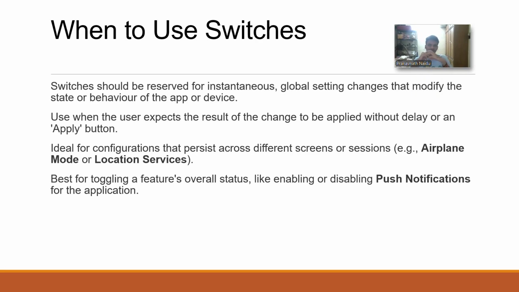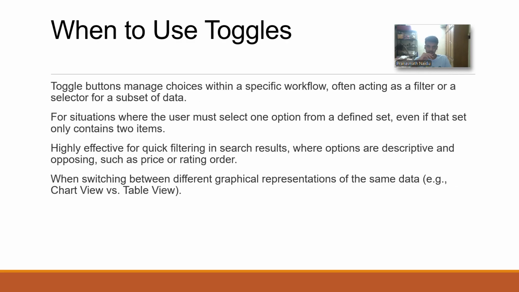So, when to use switches? Switches should be reserved for instantaneous and global settings changes that modify the state or behavior of an app. Used when the user expects the result of the change to be applied without delay or an apply button. Ideal for configurations that persist across different screens or sessions. Best for toggling a feature's overall status, like enabling or disabling push notifications for the application.